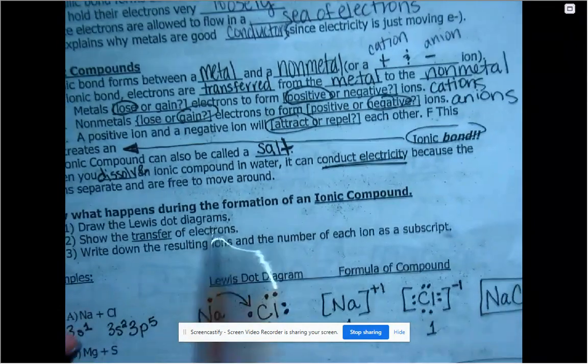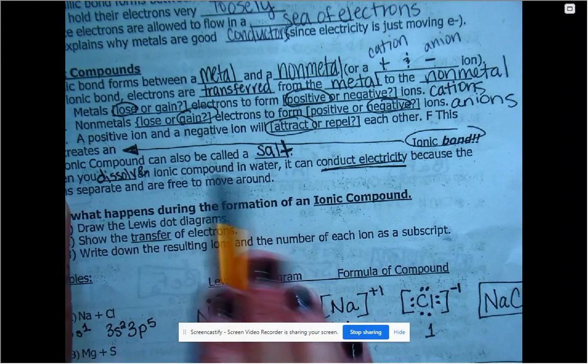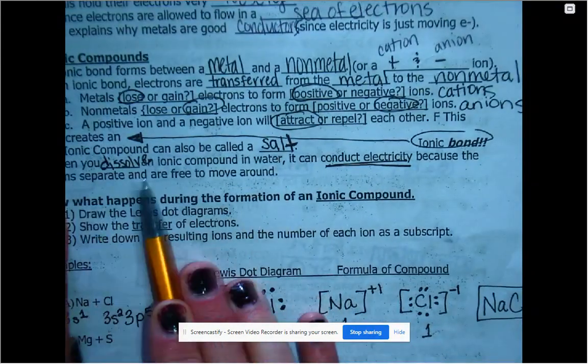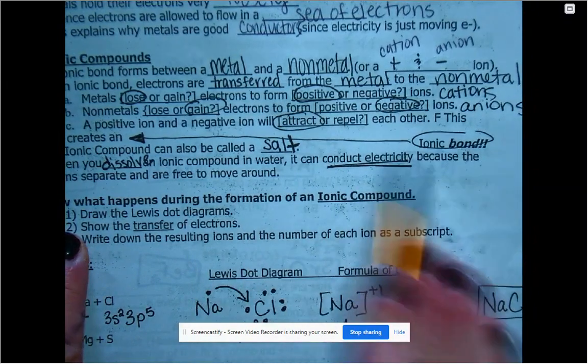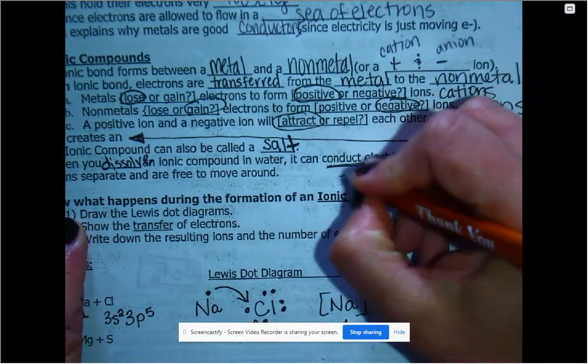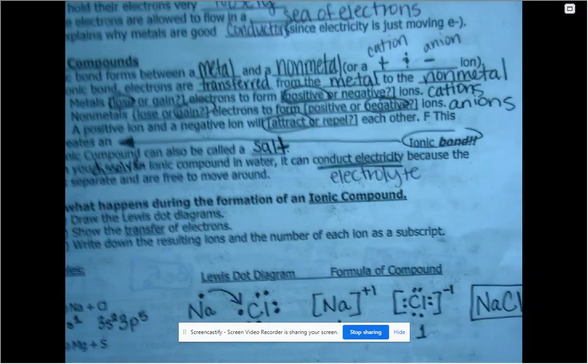Excuse me. And an ionic compound can also be called a salt. We wrote that on the front page as well. When you dissolve an ionic compound in water, it can conduct electricity. It's an electrolyte, right? That was the word that we put with that. Electrolyte, just like in Gatorade.